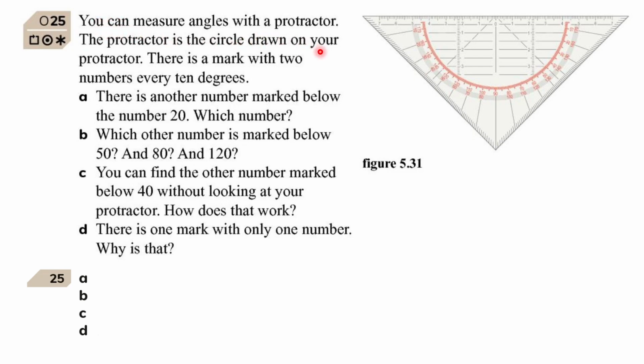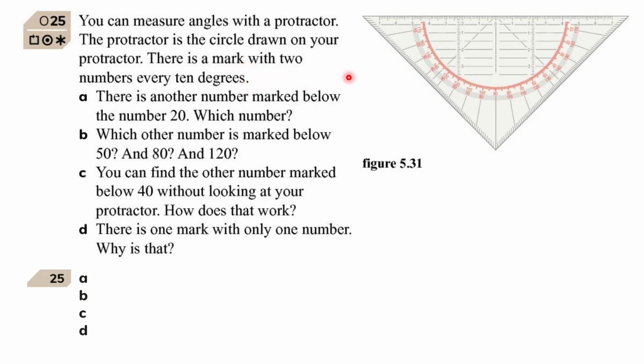You can measure angles with a protractor. We also call it a set square, right? Protractor is also used, the geodriehoek. The protractor is the circle drawn on your protractor. Okay, so now they're going to say that this thing here is also called the protractor. In Nederlands noemen we soms wel een gradenboog. We're going to use this chapter actually to measure angles.